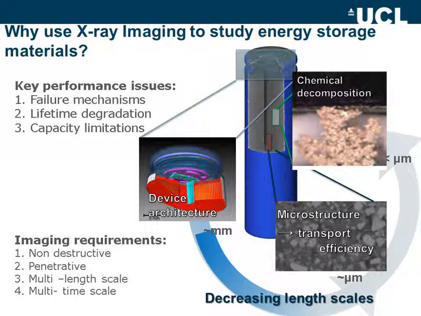Here we're looking at a similar 18650 cell, which is a commercially available cell. At the macro scale, we might be interested in device architecture, which maybe has length scales of millimeters down to microns. At the micron to nanometer length scale, we have microstructure effects that are associated with the efficiency of transporting lithium ions through this complex porous structure. And then at the finest length scales, from the microns down to the nanometers, and maybe even single nanometers, we are interested in exploring chemical decomposition effects.